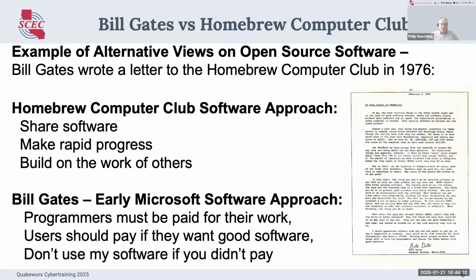There are alternative views on open source software and the approach. This was highlighted years ago in a letter that Bill Gates wrote to what was called the Homebrew Computer Club, almost 50 years ago, in 1976. The Homebrew Computer Club had a software approach that said, we're going to develop software, we're going to share it. Other people are going to be able to see our software and then they'll build on it. And that'll allow us to make rapid progress.